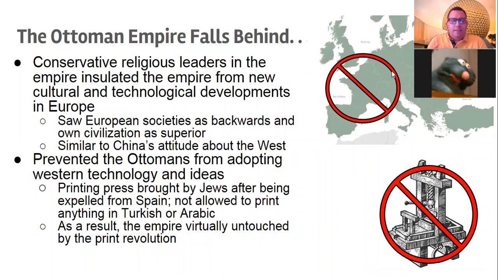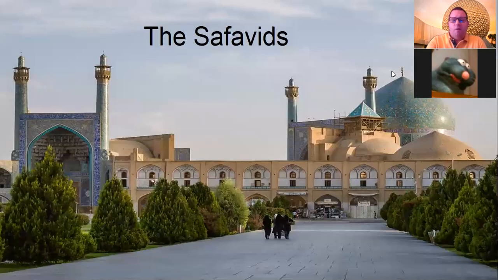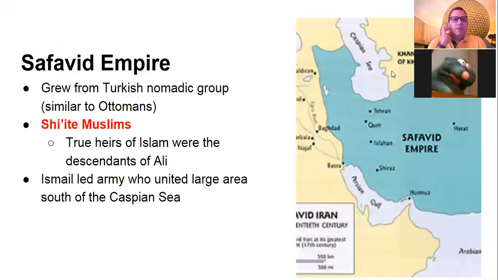And so that's your overview of the Ottomans, excuse me. We'll talk now about the Safavids. The Safavids are going to be mostly Shiite Muslims. And remember that the Safavid Empire, if you look at the map here, is kind of wedged in between the Ottomans and the Mughals.